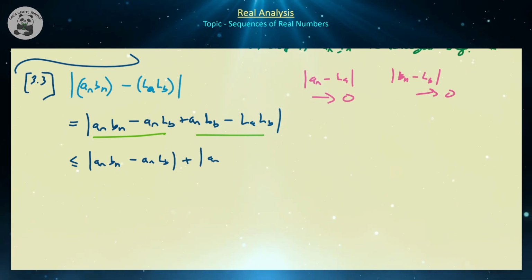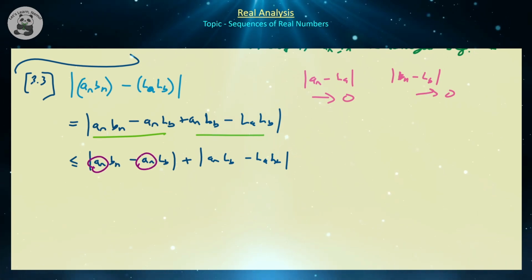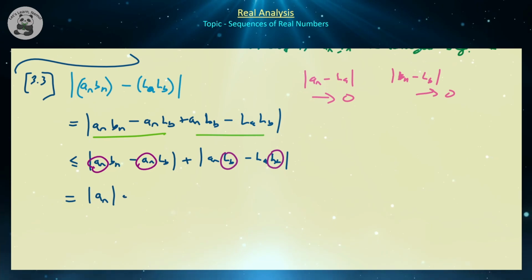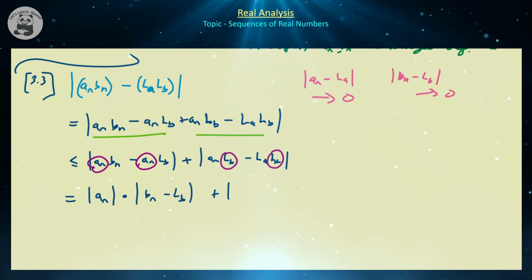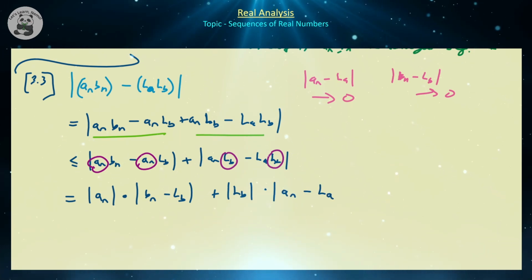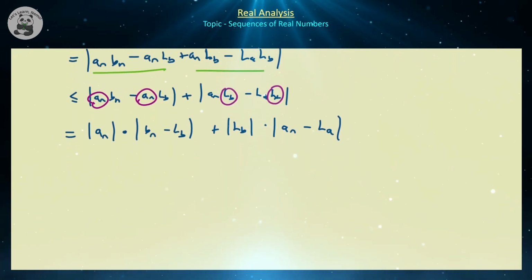AnBn minus AnLB, and then plus AnLB minus LALB, and then we're going to start factoring out some terms, because notice that we have An there in common, and we have LB there in common as well. And by properties of absolute values, this is precisely equal to the absolute value of An times the absolute value of Bn minus LB, and then plus the absolute value of LB times the absolute value of An minus LA. Okay? So what exactly do we have here?